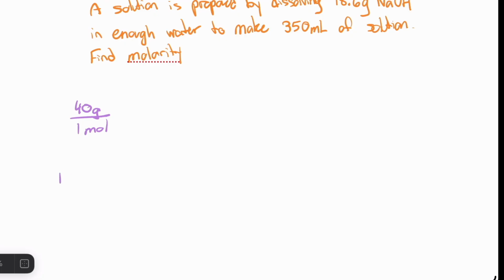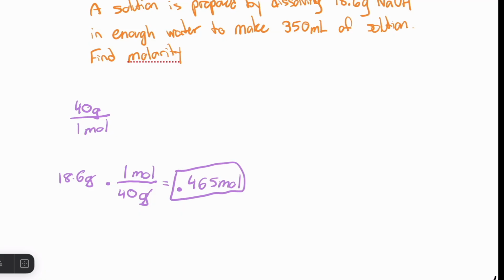We're starting with 18.6 grams. We want to get rid of grams and only have moles. So we'll put 40 grams on the bottom, so then we can cross cancel. And there's 1 mole on the top per our conversion factor. So this is going to be 18.6 times 1 divided by 40. So we could just divide our number by 40. And that gives us 0.465 moles.